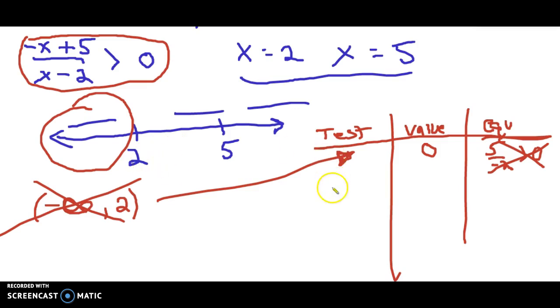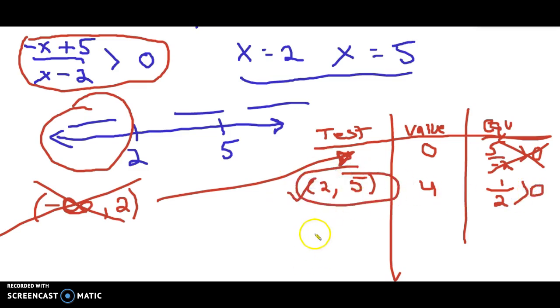Now we test the area between 2 and 5. So let's pick the number 4. When we pick the number 4, we plug this in. That gives us 1 over 2. So 1 over 2 is greater than 0. So this works, and we will use this in our answer.